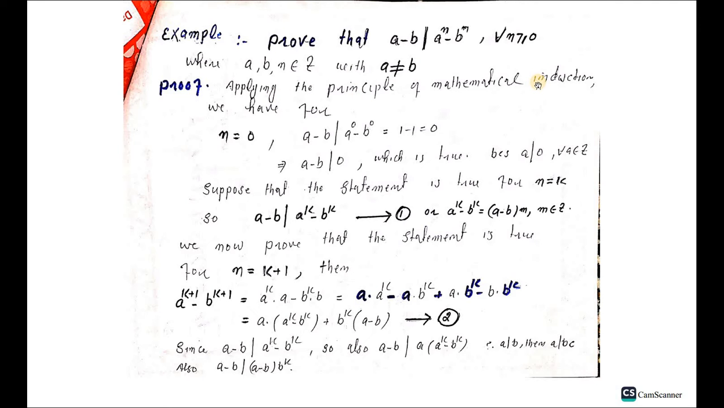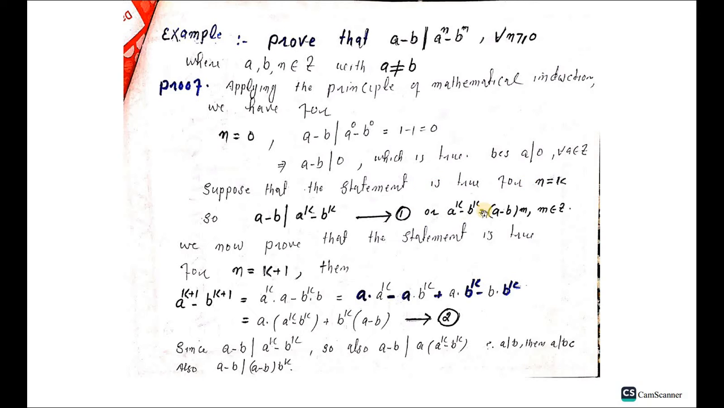Applying the principle of mathematical induction, let us first consider n equal to 0. Putting n equal to 0, on simplification we get 0, and obviously a minus b divides 0, which is true because every integer always divides 0. Since this is a true result, this statement is true for n equal to 0. Suppose that the statement is true for n equal to k.